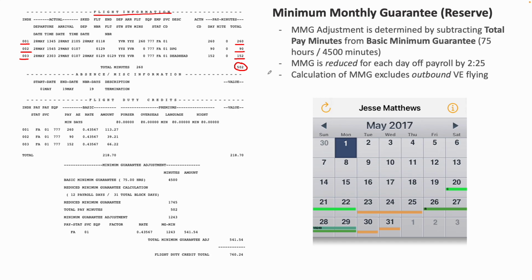Now, even without doing the math, 502 is clearly not the 1,745 minutes that I have to be paid for this month. So the simple math to do is to take 1,745, subtract the 502 minutes from it, and that gets us a total of 1,243 minutes that I need to get topped up with in order to get paid what I am due as my minimum guarantee.